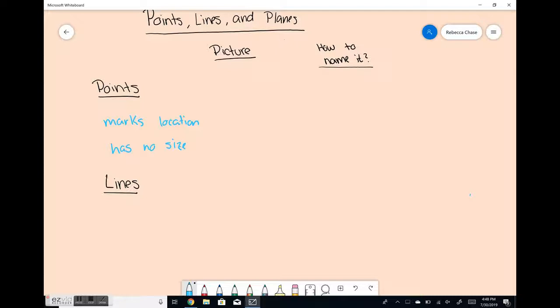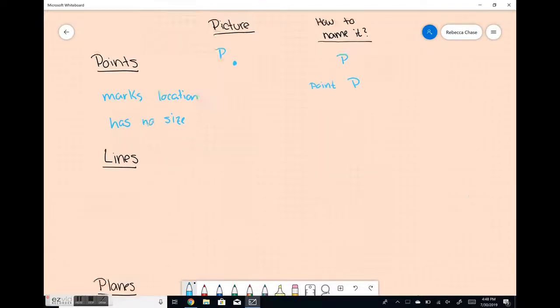When we look at what a point looks like, which you should know because you've graphed them, a point looks like that, it's just a dot. If I ask you to measure that dot, you can't. Then, how do we label it? It's always labeled with a capital letter. You'll never see a point labeled with a lowercase. When it asks you to name it, simply P, or if you want to get fancy, you can say point P to be more specific. So simply know it marks a location and it has no size.